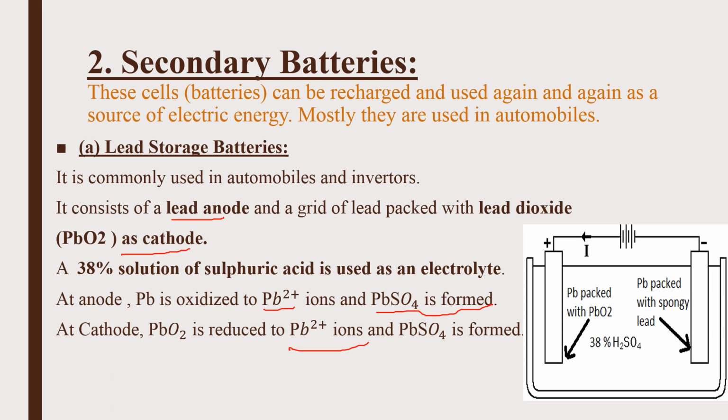This can be seen in the image also. These are two electrodes. The negative part is the anode, and this anode consists of lead. This electrode is of lead, and this is the positive terminal, which is the cathode, and the cathode is of lead dioxide, PbO2, and the electrolytic solution is 38% H2SO4.